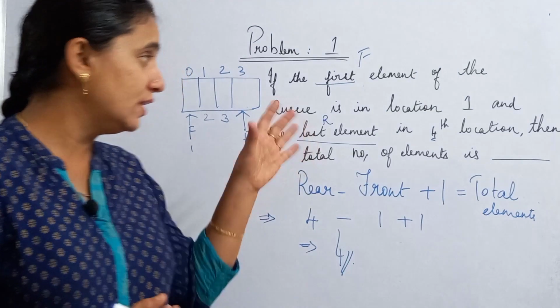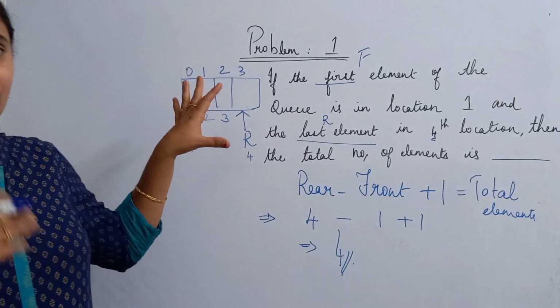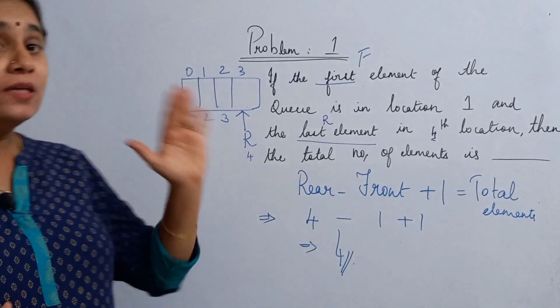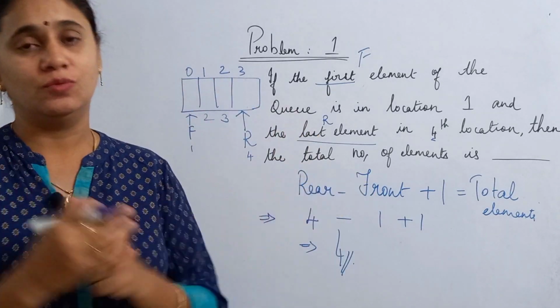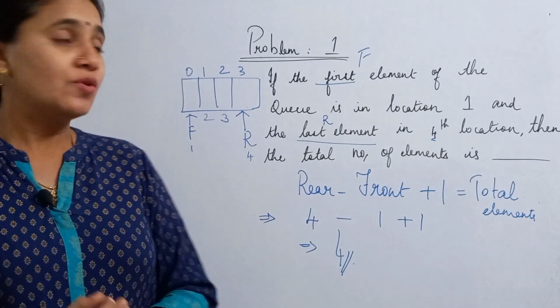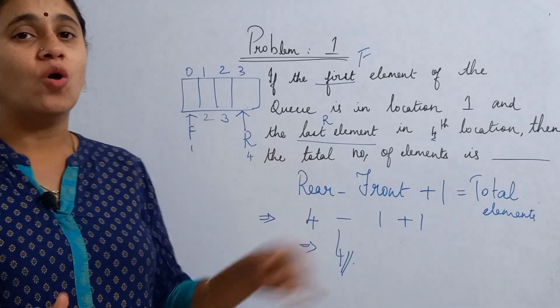Okay friends, are you all clear with this type of problem? By drawing this diagram I can also find it, but suppose the size of the Q data structure is given as a huge value. How will you substitute? It is very difficult, isn't it? So for that purpose you can use this formula.